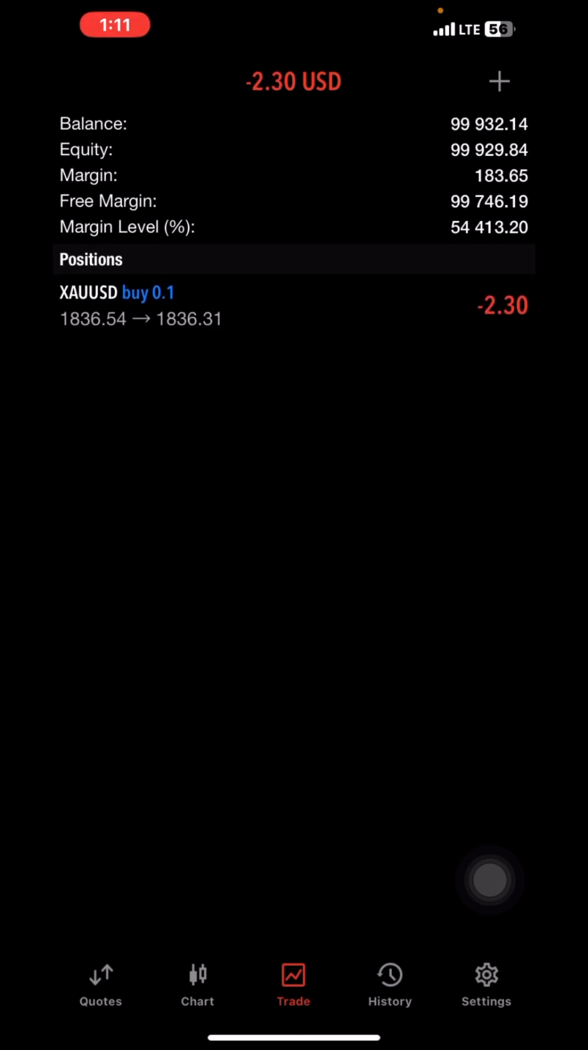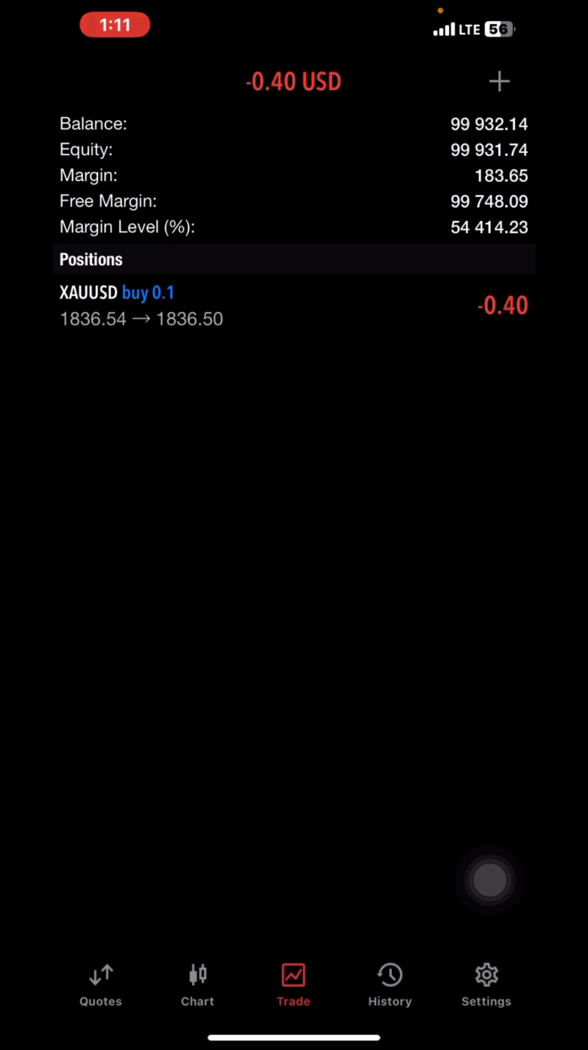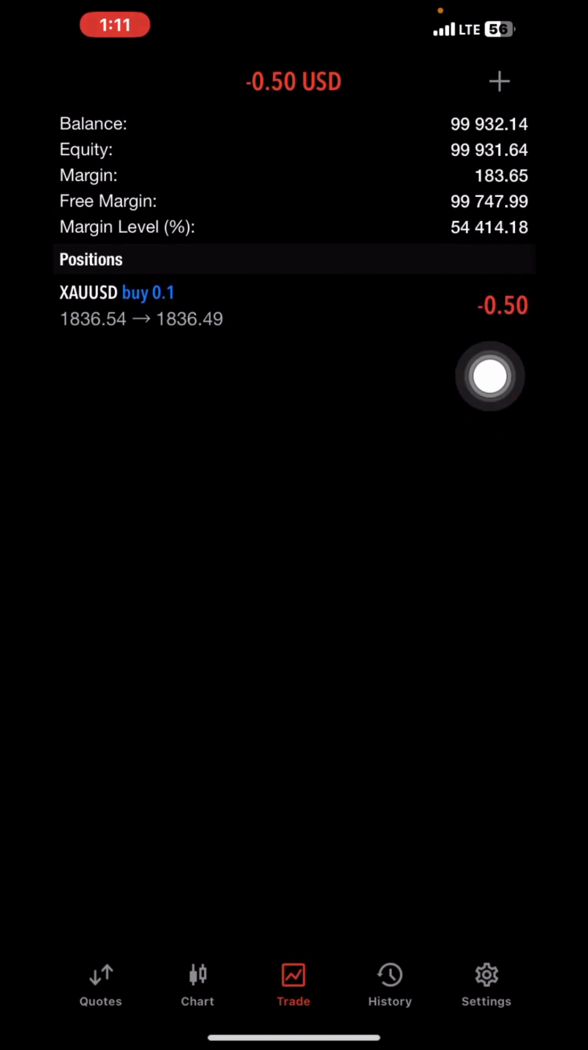Briefly, the balance is the amount in your account before opening the trade, or the amount of money that you had before you opened the trade. It could also be the amount of money that you see when you close the trade. This right here, the very first one, is the balance. My balance is 99,932.14 USD.